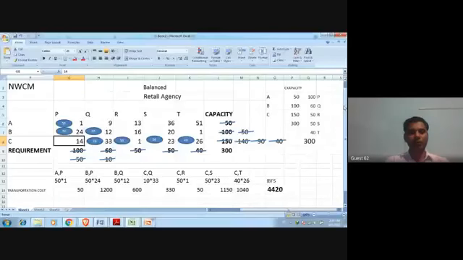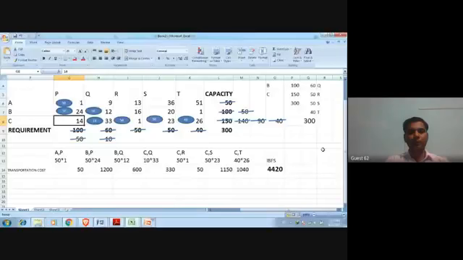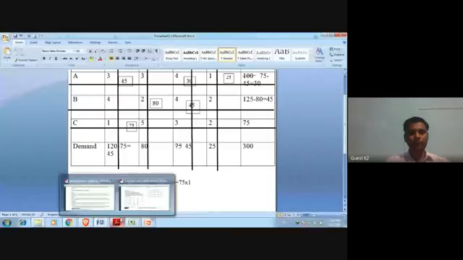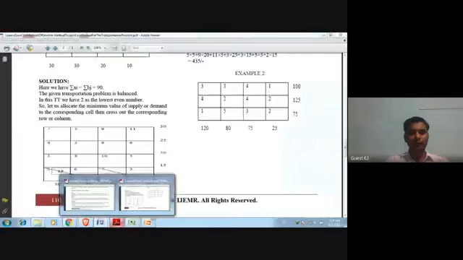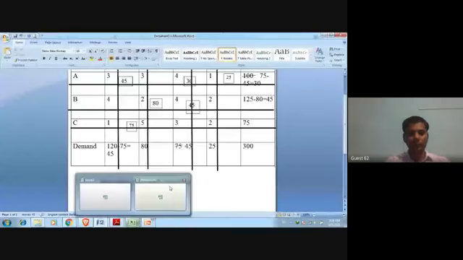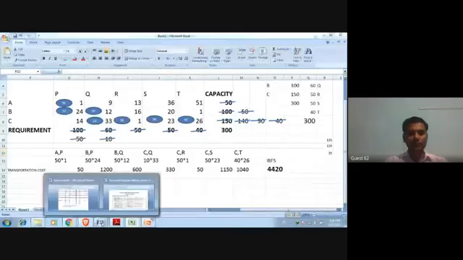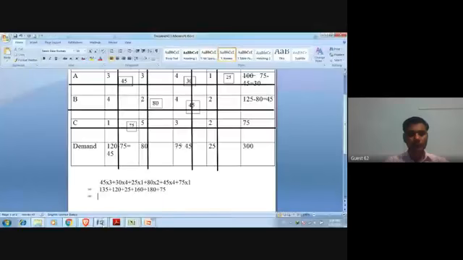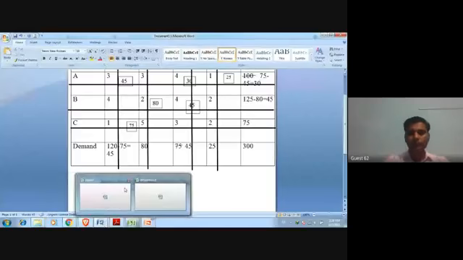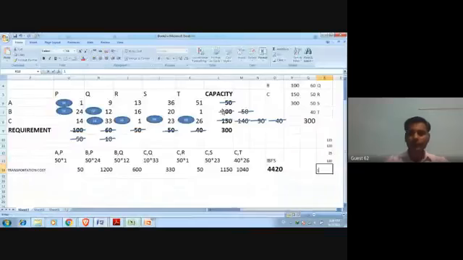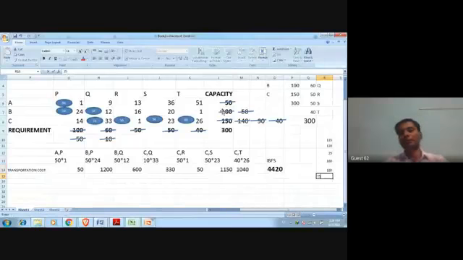So how much cost is here? 135, 120, 25, 160, 180, and 75. So these are the costs associated with our problem.